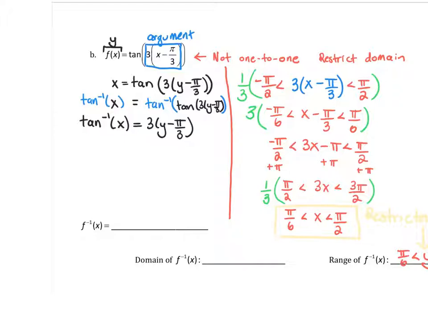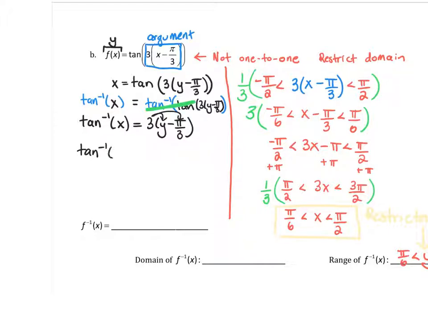The cancellation properties only work if my argument is within a very particular restriction, but I've already taken care of that over here on the right-hand side. So I already know that I am going to get full cancellation, and I'll just get 3y minus pi over 3 on the inside. So I still need to solve for y. Because of the circles I went through over here, I think I'm going to go ahead and just distribute that 3 through first before I solve.